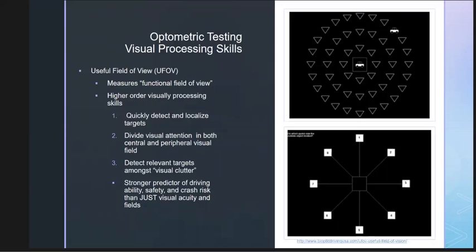The second one will tell how well a patient can divide their visual attention into both central and peripheral vision awareness. And this is definitely a skill that you need for safe driving. And the third test is going to determine the individual's ability to determine relevant targets amongst visual clutter. These skills are visually and cognitively demanding, which is pertinent to driving. And it's going to be a better predictor of driving ability and safety more than visual acuity and fields.